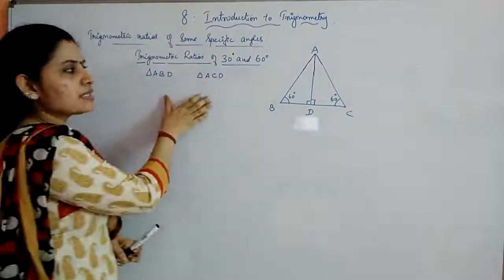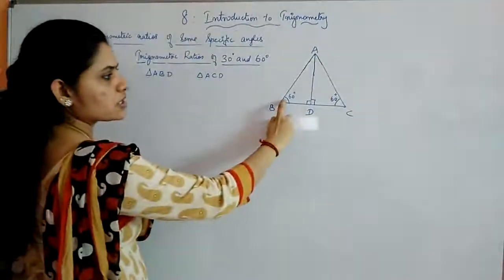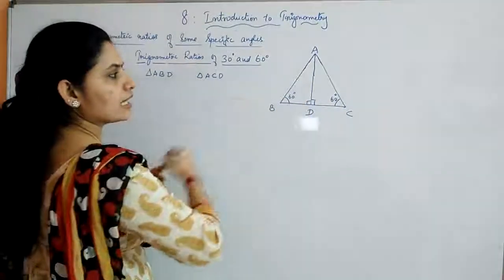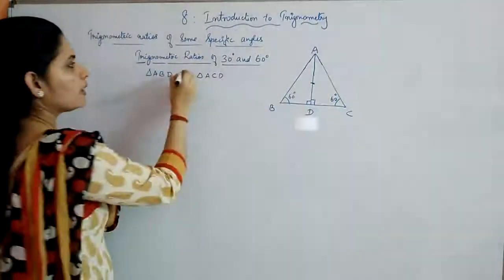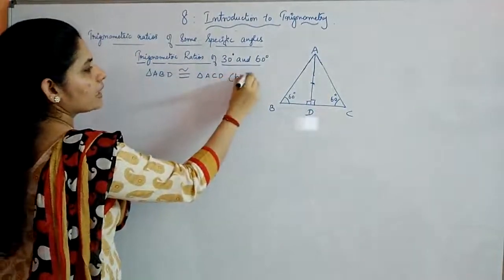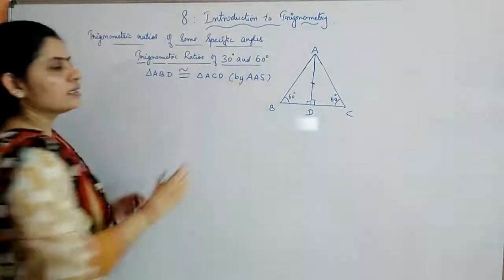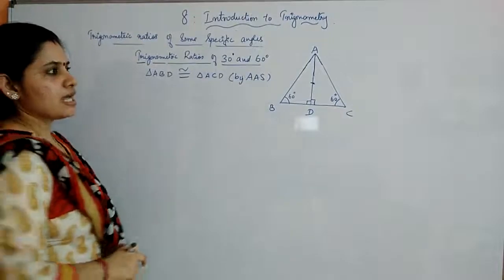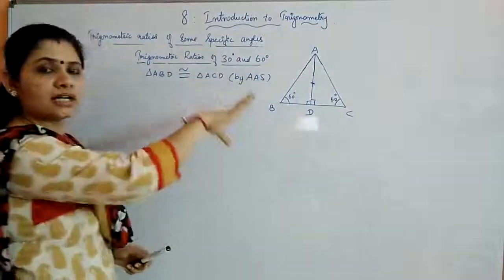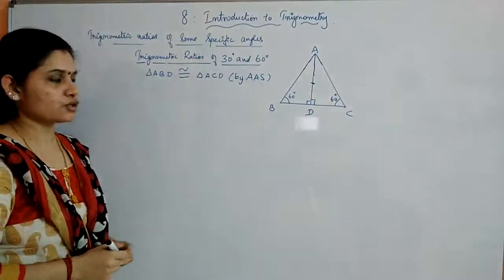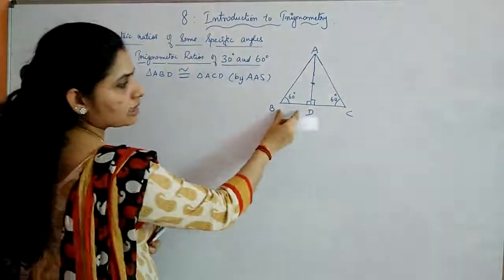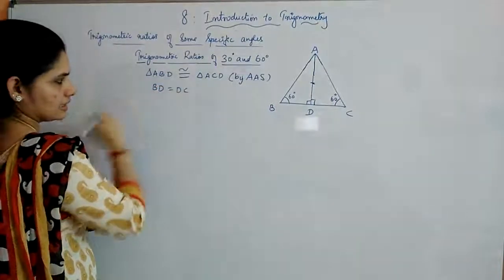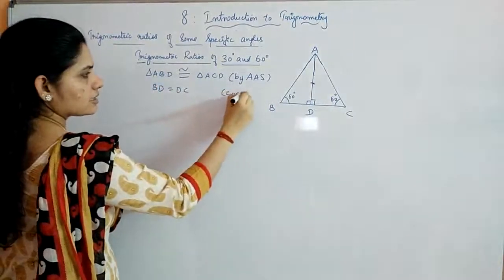These two triangles are congruent. Now why congruent? Because here you have 60 degree, here you have 90, so 60, 90, and AD is common to both the triangles. So by AAS congruency, you can say that the two triangles are congruent. After this, we will say that the corresponding parts of congruent triangles are equal. So by CPCT, what we can say is BD will be equal to DC.